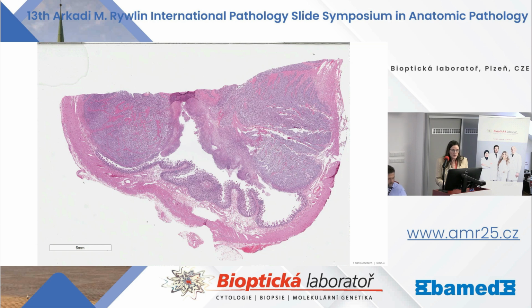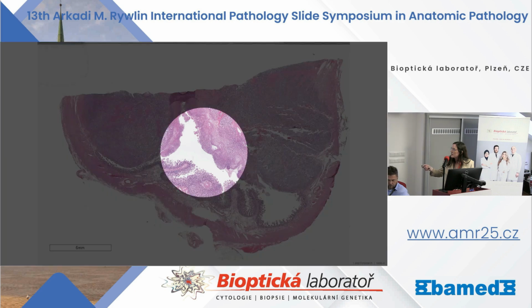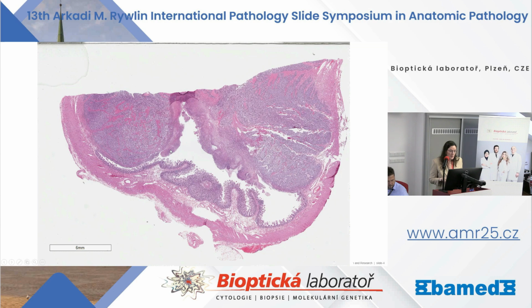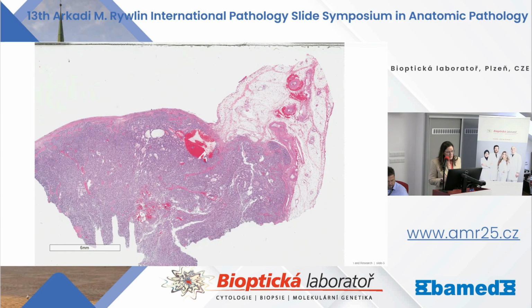So a low-power view of the tumor, we can see the mass pushing into the lumen of the small bowel, undermining the small bowel mucosa, and then we have overlying ulceration of the small bowel mucosa over the tumor. This is the deep aspect of the tumor, so there was transmural involvement of the bowel wall. We can see that it is pretty well circumscribed, but not encapsulated.